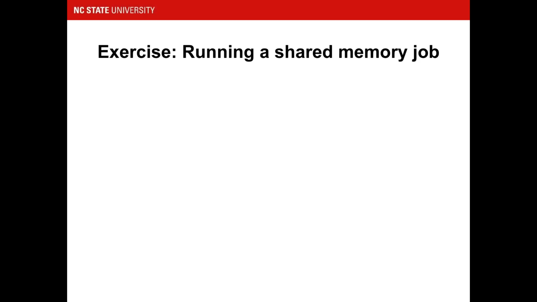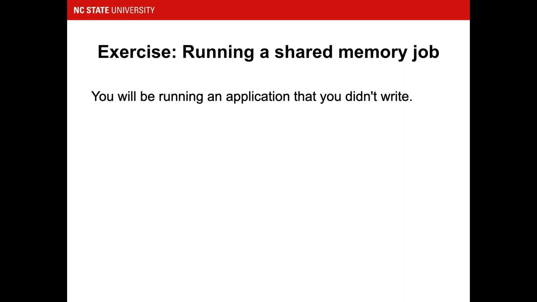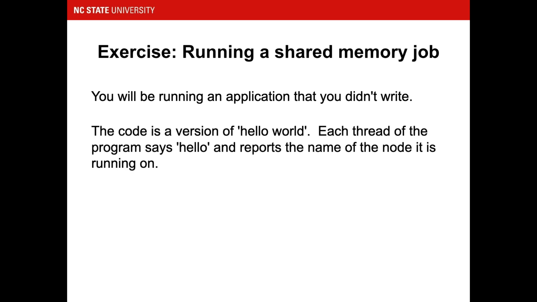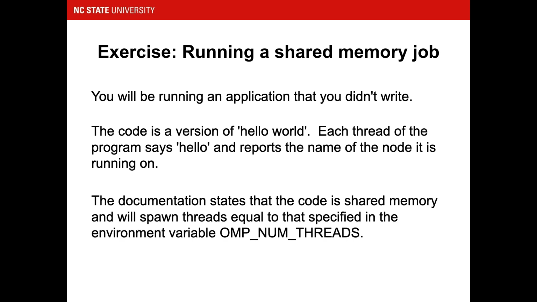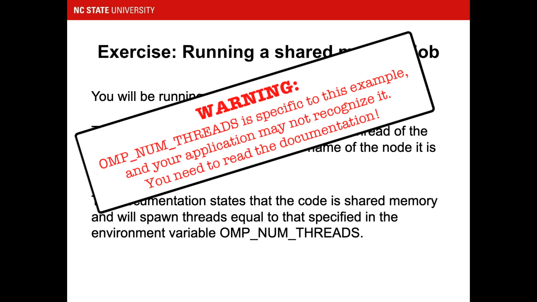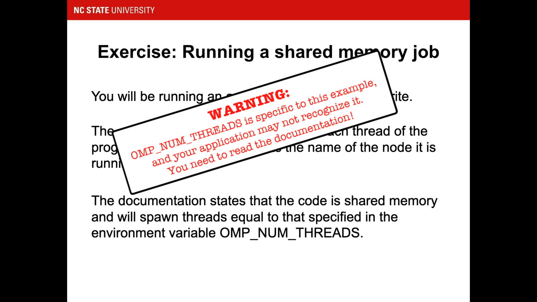In this next exercise on running a shared memory job, you will be running an application that you didn't write yourself. The code is a version of Hello World. Each thread of the program says hello and reports the name of the node it is running on. The documentation states that the code is shared memory and will spawn threads equal to that specified in the environment variable OMP_NUM_THREADS.